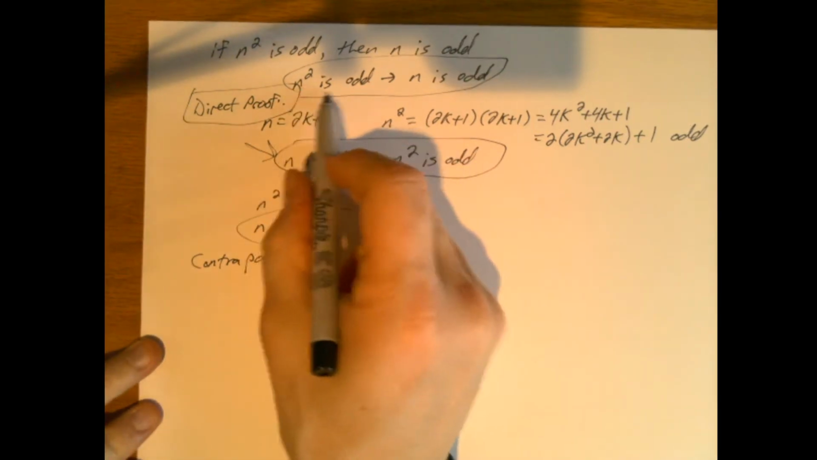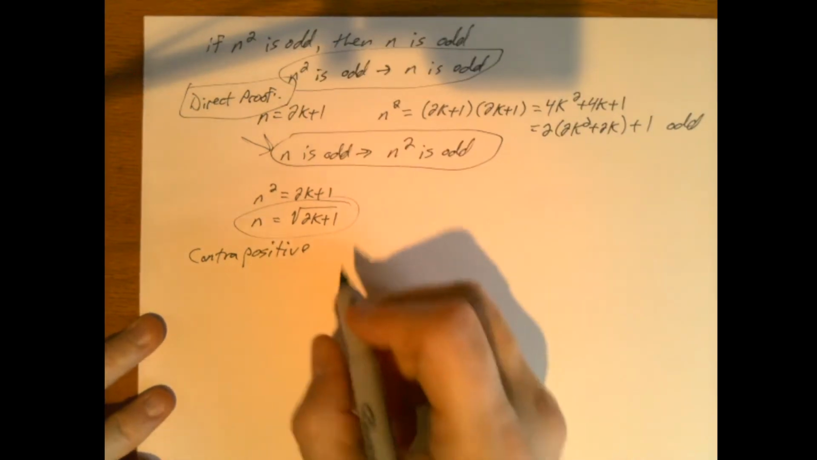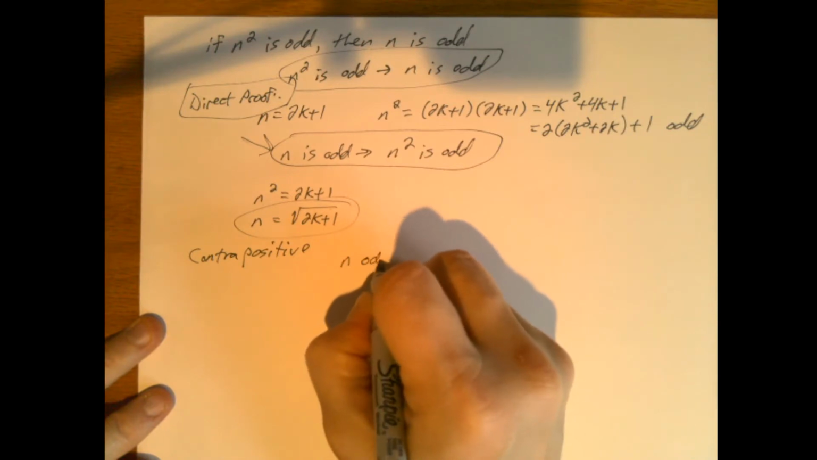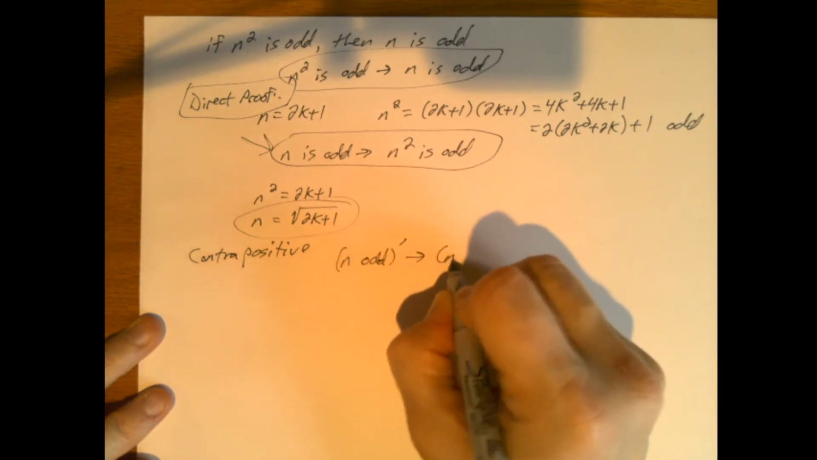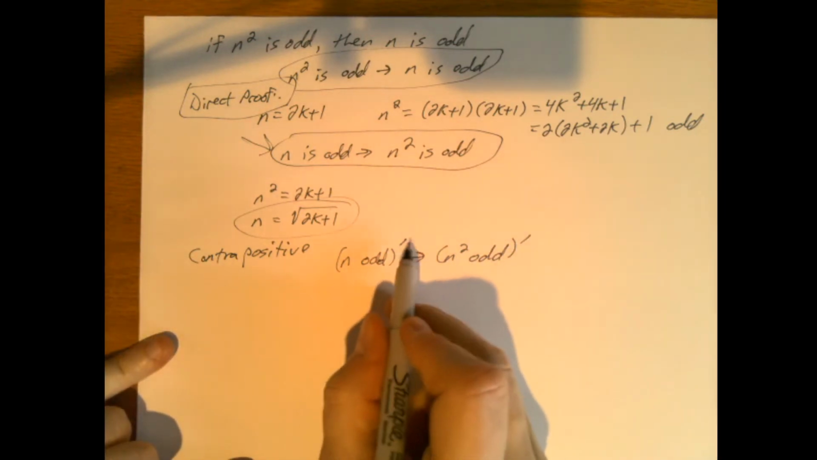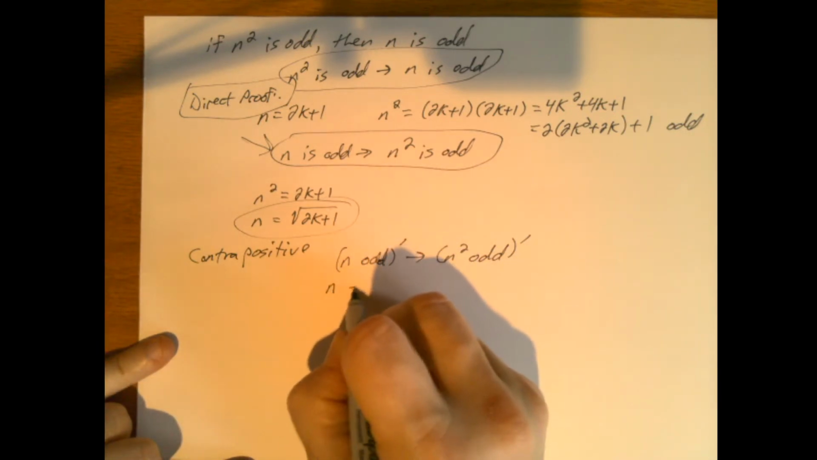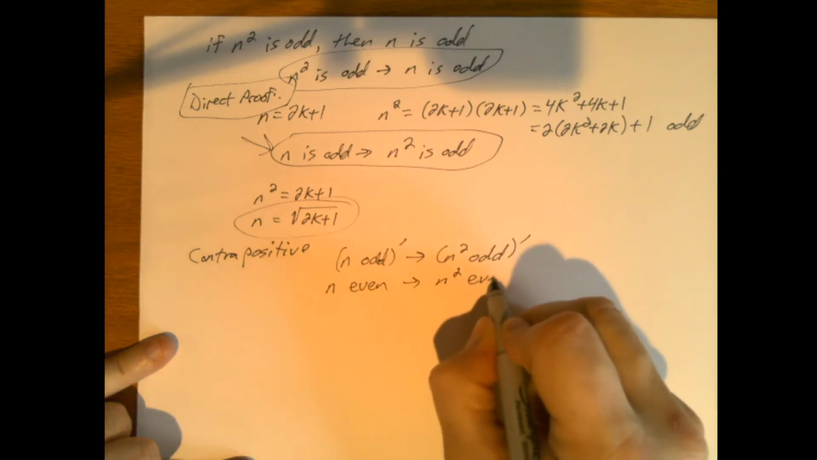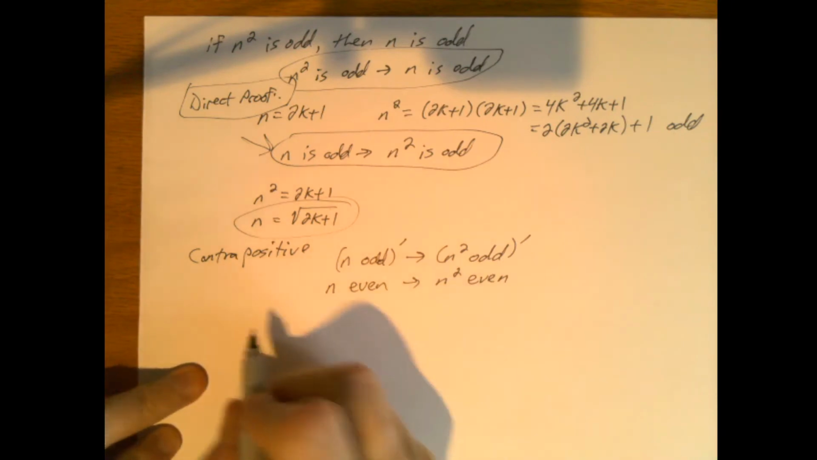So n squared is odd implies n is odd. So the contrapositive is, and I'm going to abbreviate some of this, not n odd implies not n squared odd. What are these? What's the not of n is odd? Well, n is even. N even then implies that n squared is also even because this is a not. So this is pretty easy to do then.